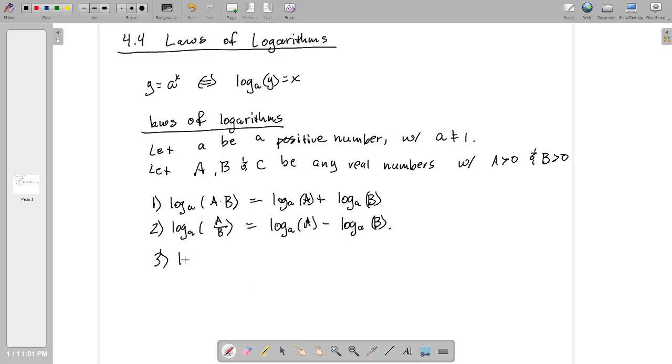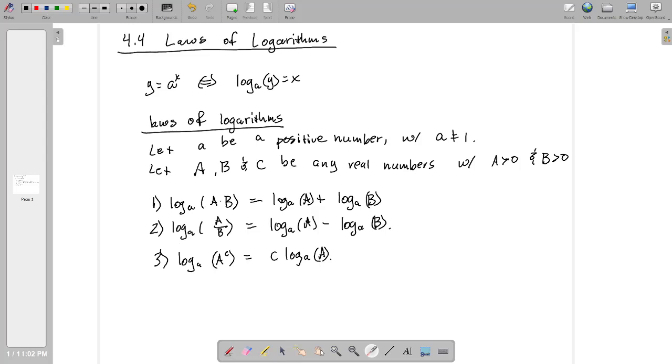3. Log base a of A to the c power is equal to c times log base a of A. All right, now this third one, again, when you take something with an exponent to another exponent, you multiply those two exponents. Here c is an exponent, and then log base a of A is an exponent, so we would be multiplying the two exponents.